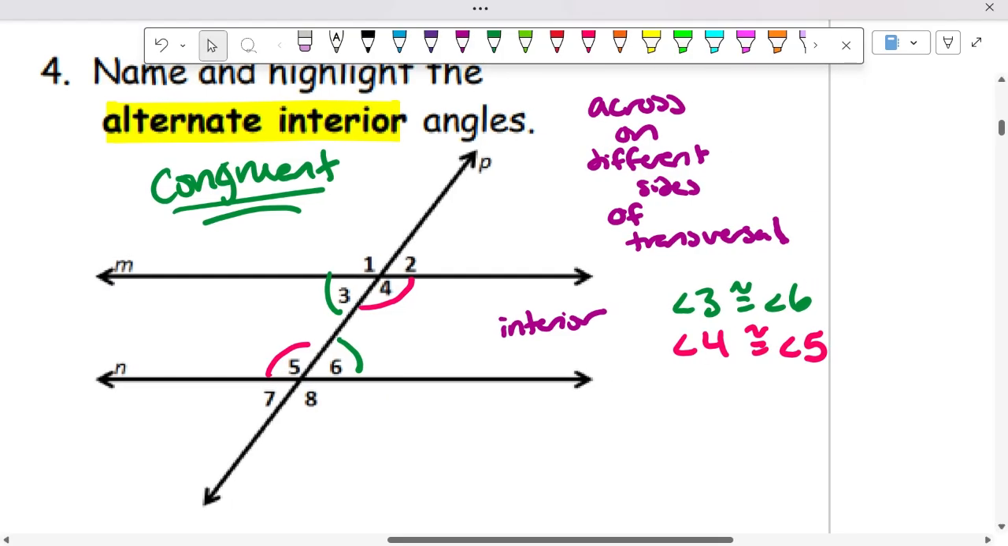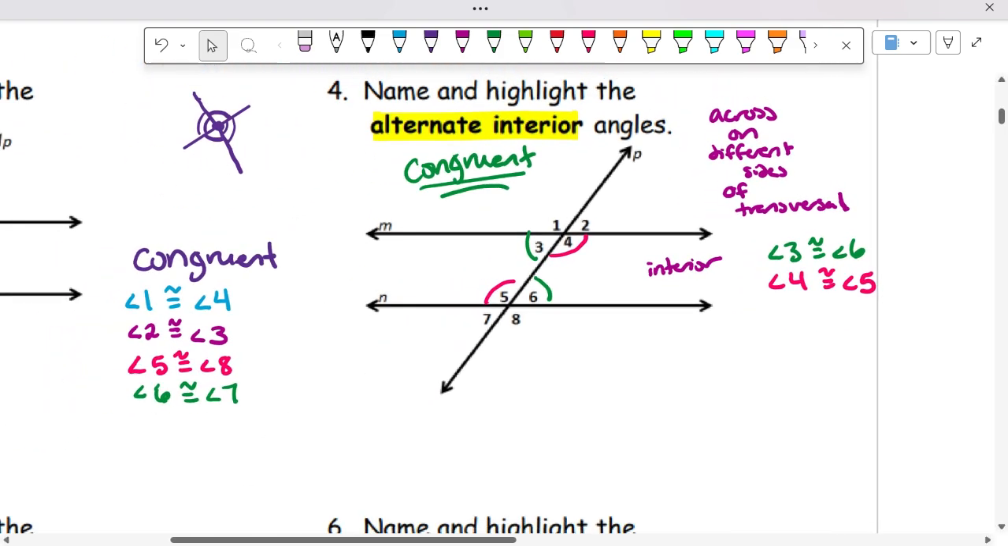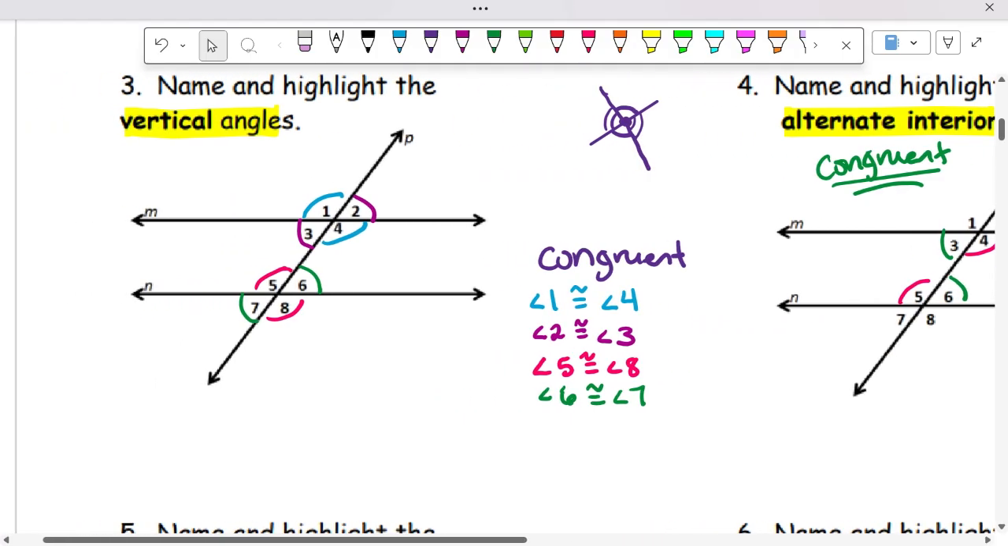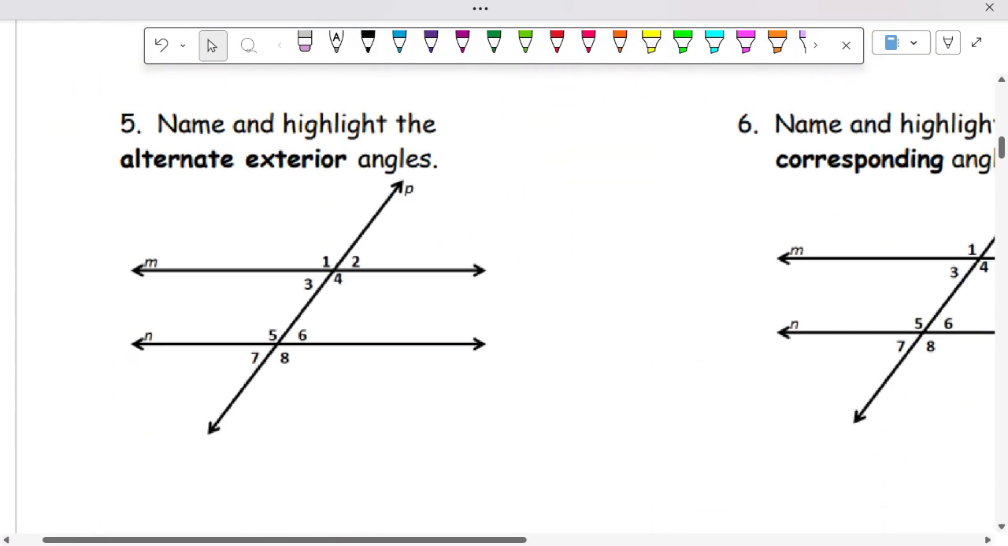Now, we have alternate interior, so what do you think the next one's going to be? Alternate exterior. Good. Very, very similar to each other. So they still mean different sides of the parallel line. They still mean across, and they still mean congruent. All right. They're pretty much the same thing, except different position now.